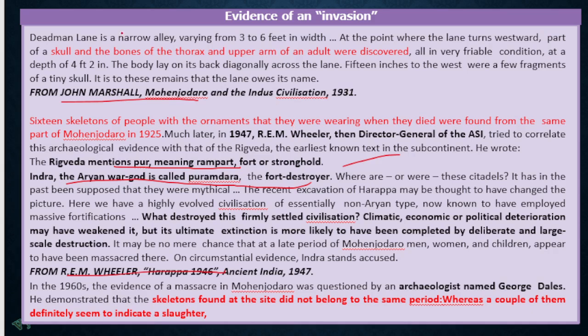So, different skulls and bones, as I told. If there was a war, you could have found a lot of bones and things, but you could not find them. And you could not find metallic objects or helmets. That's already a UPSC prelims question, that a lot of helmets and metal objects were found. That's all false. We couldn't find any such kind of large scale destruction. Skeletons found at the site did not belong to the same period. This is another person, George Dales. Everyone is giving their opinion.